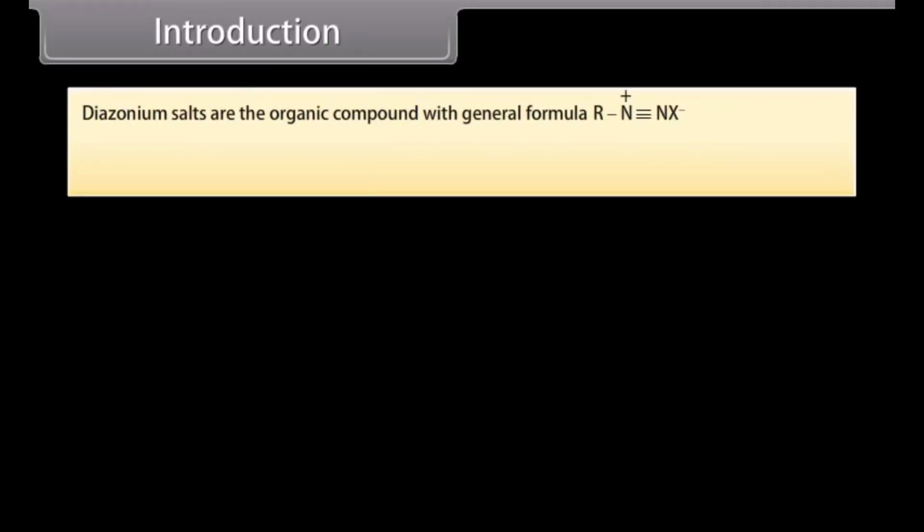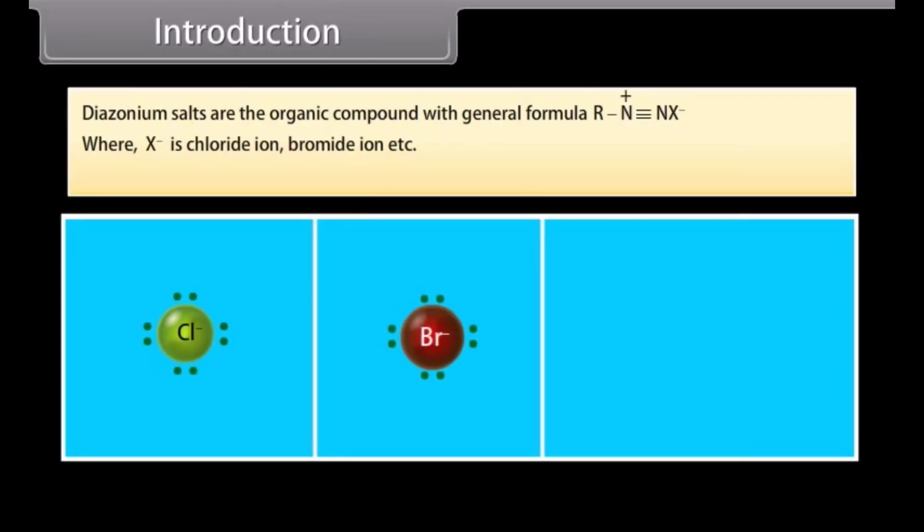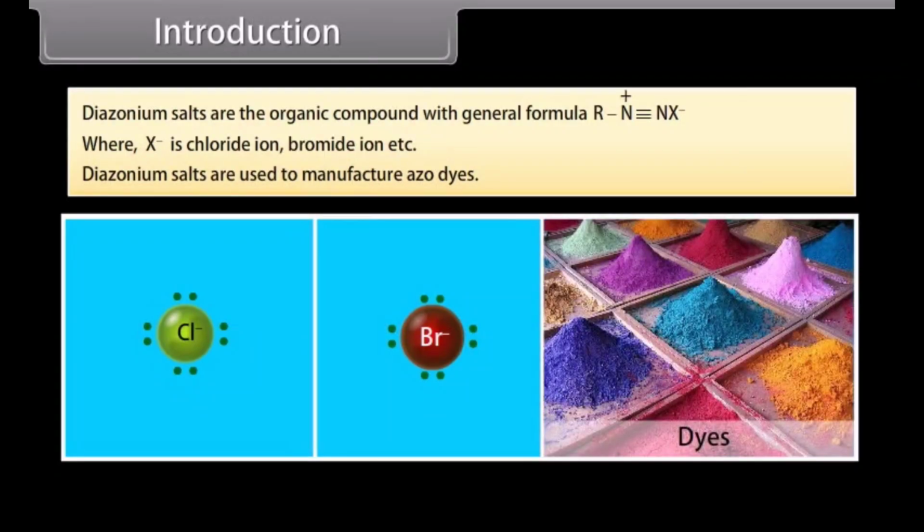Diazonium salts are the organic compounds with general formula RN2+X-, where X- is chloride ion, bromide ion, etc. Diazonium salts are used to manufacture azo dyes. In this lesson, we will learn more about amines and diazonium salts.